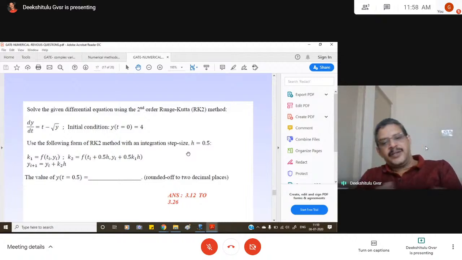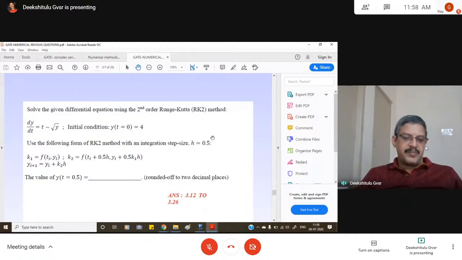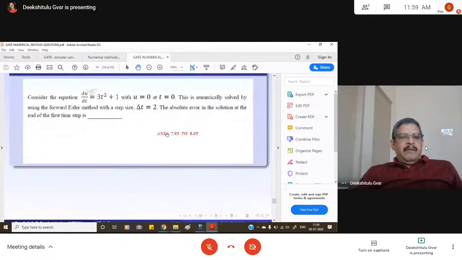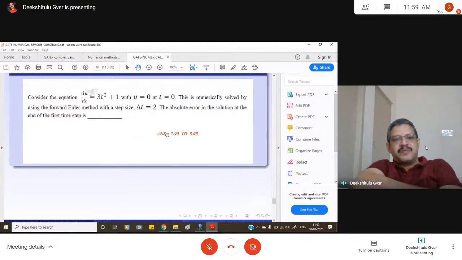Okay. So either you can use the second order RK method or modified Euler's method. Consider the equation du/dt = 3t² + 1, u at 0 is 0. This is numerically solved by using forward Euler method again. Delta t is equal to 2. The absolute error in the solution at the end of the first time step.